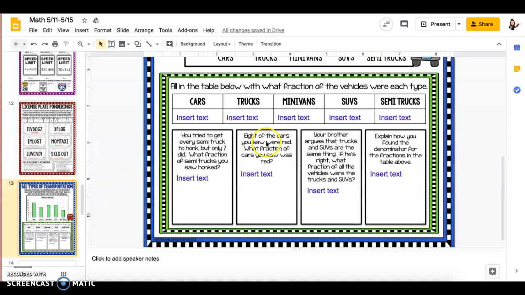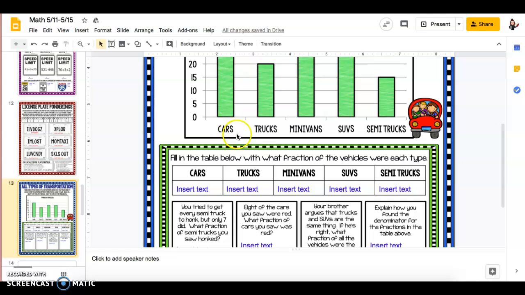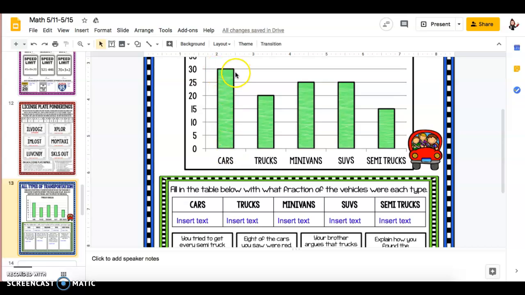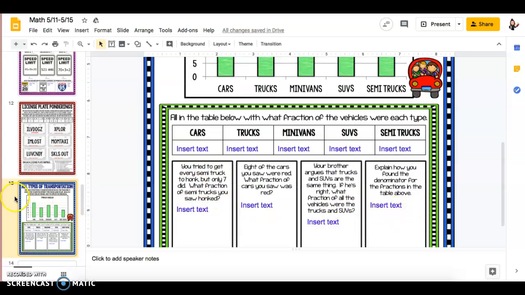All right, on the next slide is a bar graph of different types of vehicles. This displays the data of how many cars, trucks, minivans, SUVs, and semis you saw. So you're going to go through and type how many there are. For cars, there's 30. There aren't any in-between numbers, so it should be definite numbers here. And then you're going to answer these three questions.